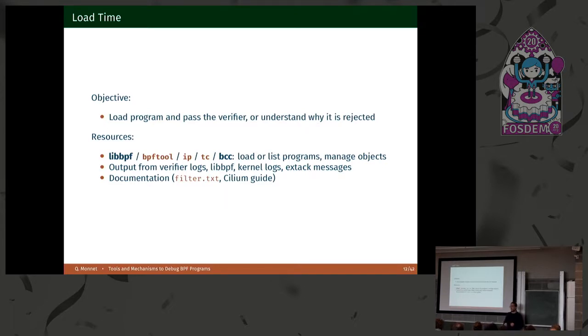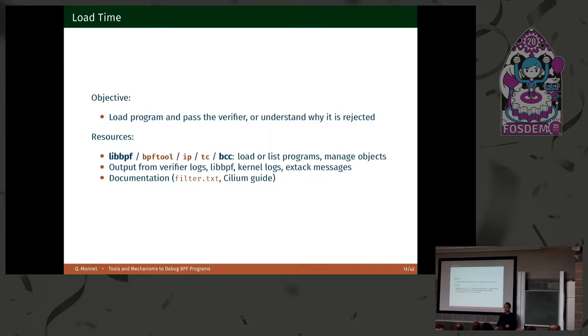So we have a variety of resources that can be used to inject the program into the kernel and possibly get this output information from the verifier, the debug information that the verifier sends back. So there is libbpf, which is in particular used in bpftool, which is a command line utility. For networking, we have IPTC, BCC, but BCC is mostly used with tracing use cases, tracing programs. So we can load programs with those tools without having to re-implement everything ourselves and call manually the BPF system call. And we can do some additional management of the BPF programs and maps.